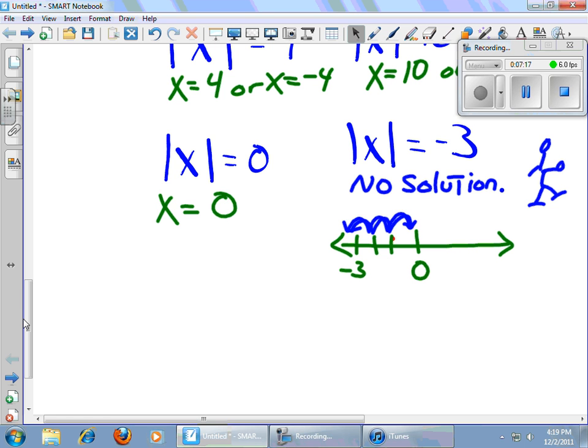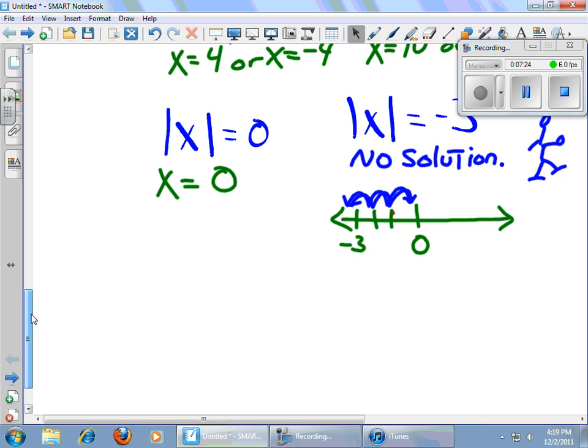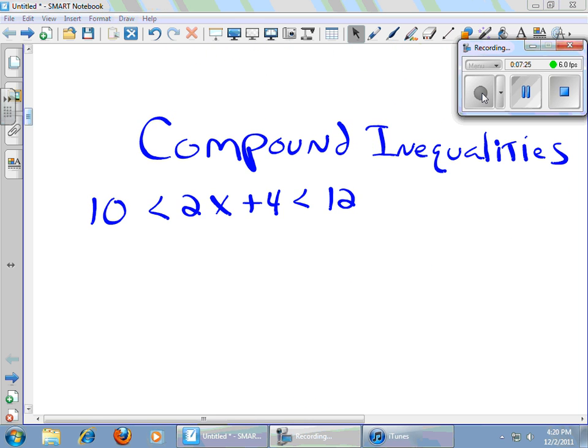Okay, that is the beginning stages of absolute value. We'll get more into it later. Before we do that, we have to make sure we're good with this idea called compound inequality. A compound inequality might look like this. It looks like 2 inequalities put together: 10 is less than 2x plus 4, which is less than 12. Now, some of you might look at this and go, I have no idea how to do it, but you actually do.